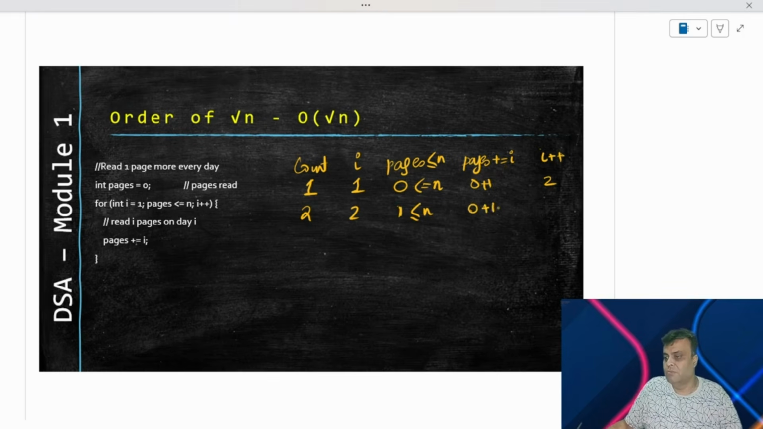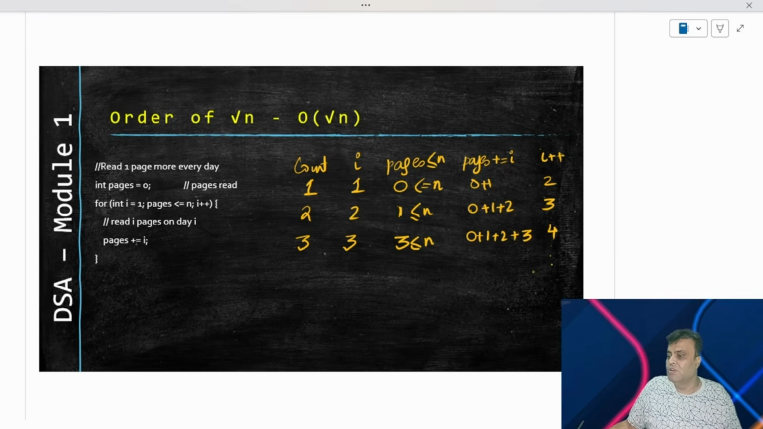So we already have 0 plus 1. So we will increment it by I. I's value is 2. I will become 3. So it will enter the third iteration with I's value of 3. And the pages here, which is right now at 3, will be compared with n. And then pages will increment by 0 plus 1 plus 2 plus the value of I, which is 3. And I will become 4. And in this way it will go on.